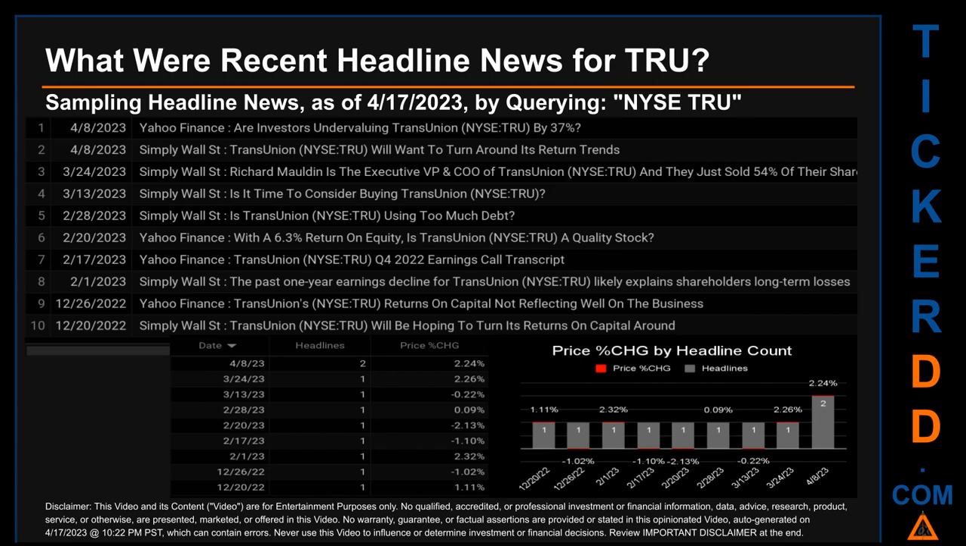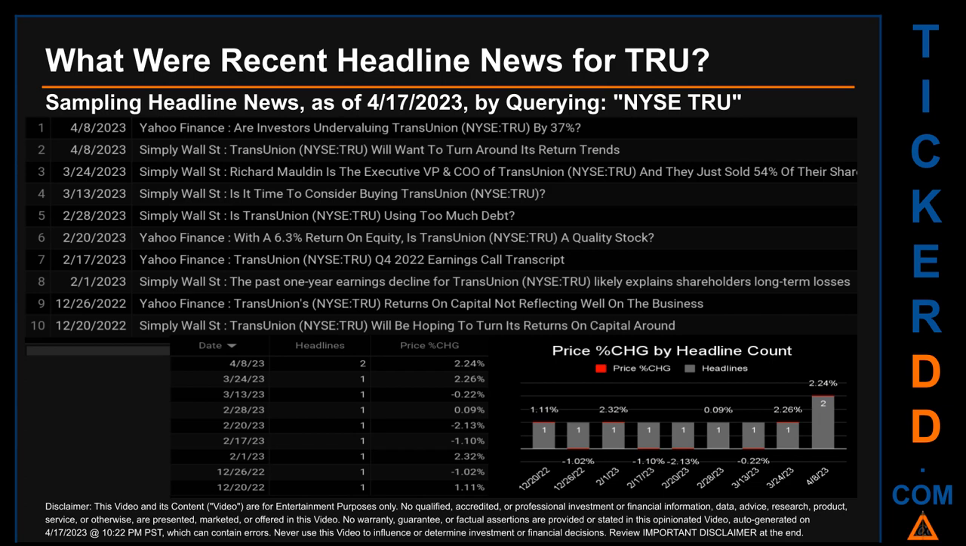Wednesday, February 1, 2023 was the day with the highest percentage change in price when we compare opening versus closing price for the ticker. The day saw a jump of 2.32% when TRU opened trading at 72.52 and closed at $74.20. There was one found headline when Simply Wall Street published the headline that read, "The past 1-year earnings decline for TransUnion likely explains shareholders' long-term losses."